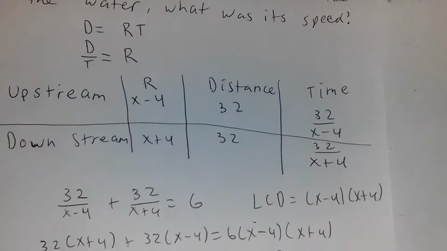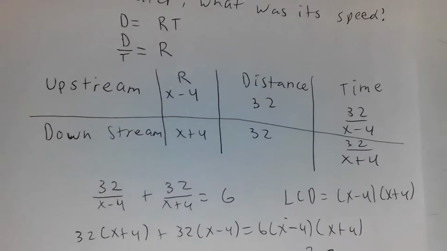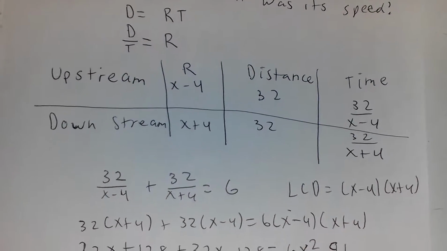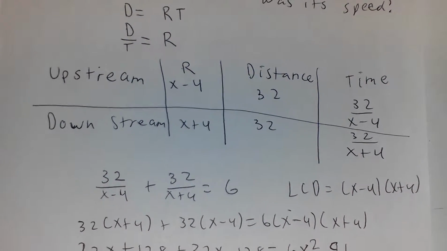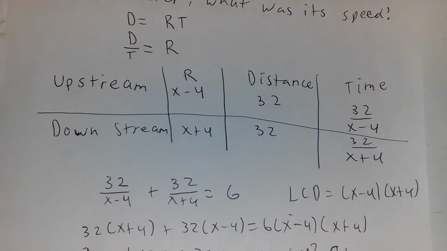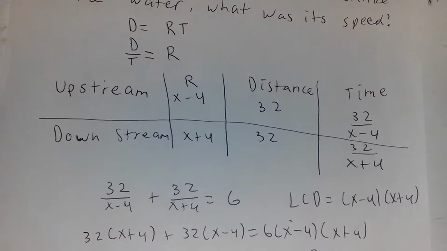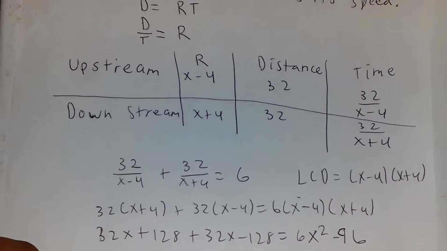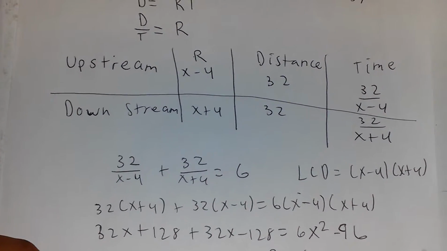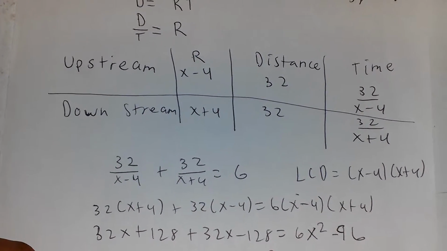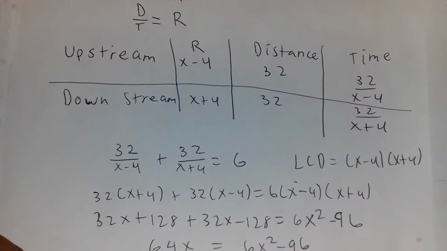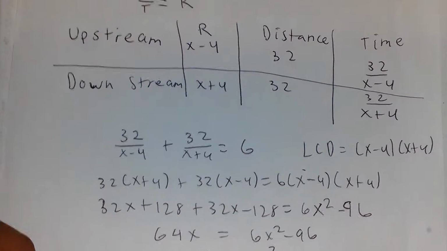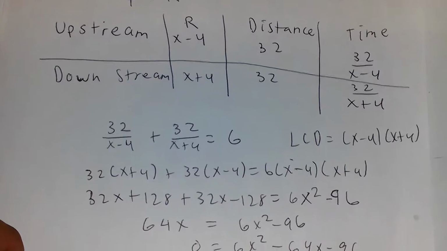So what's the LCD? The LCD is (x minus 4)(x plus 4). You multiply each term by (x minus 4)(x plus 4). You get 32(x plus 4) plus 32(x minus 4) is equal to 6(x minus 4)(x plus 4). You distribute, you get 32x plus 128 plus 32x minus 128 equals 6x squared minus 96. So simplify, you get 64x equals 6x squared minus 96.